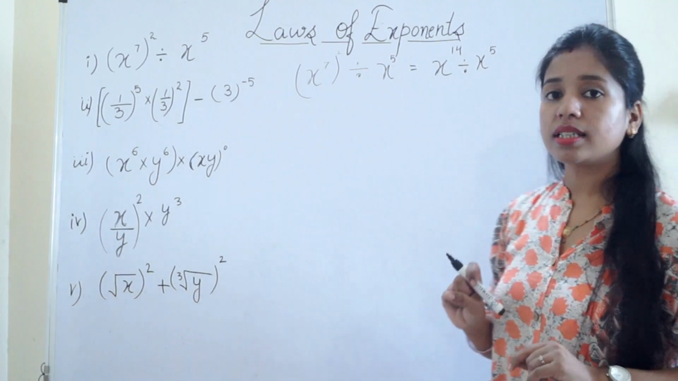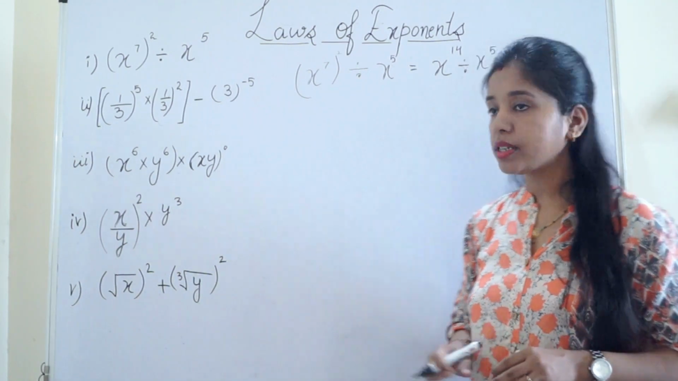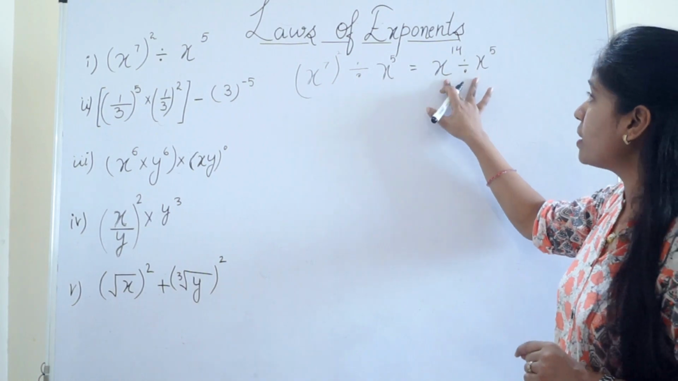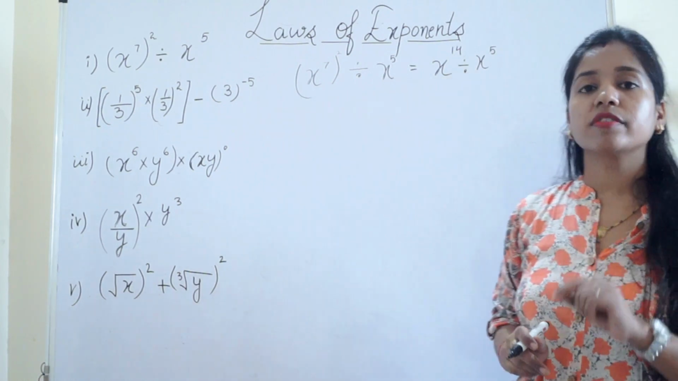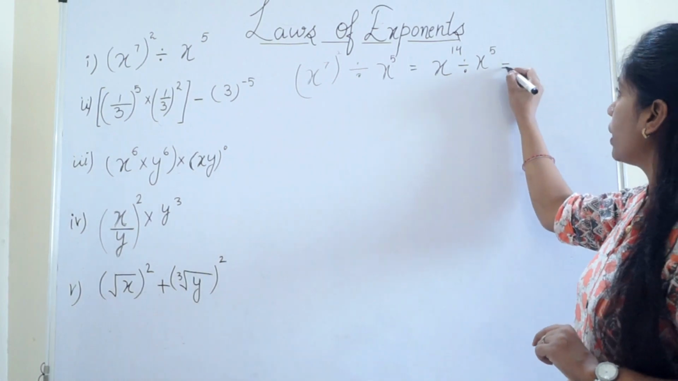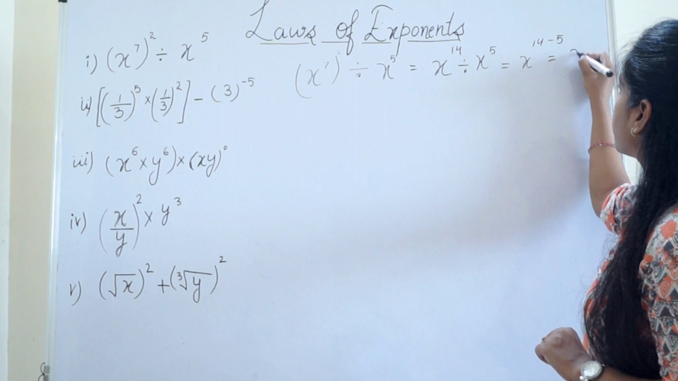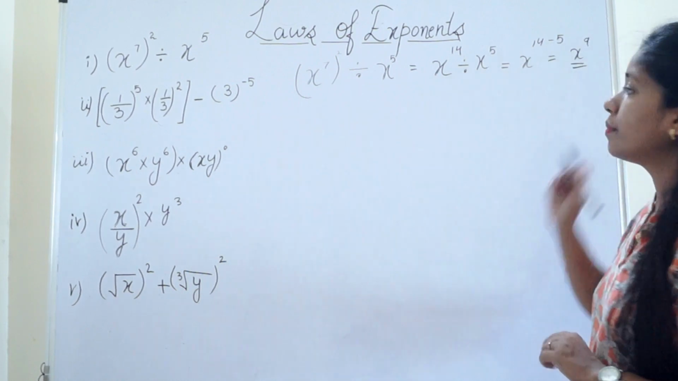Now the next law states that whenever we have two similar bases with different powers and the bases are in division, the powers get subtracted. So I can write x to the power 14 minus 5, which becomes x to the power 9, and here is the answer.